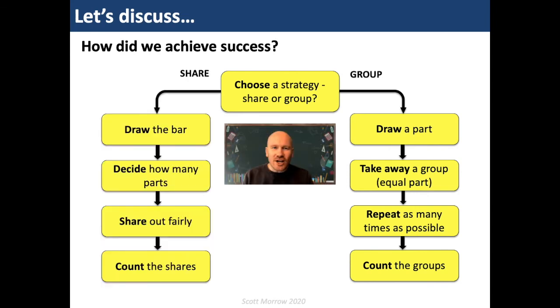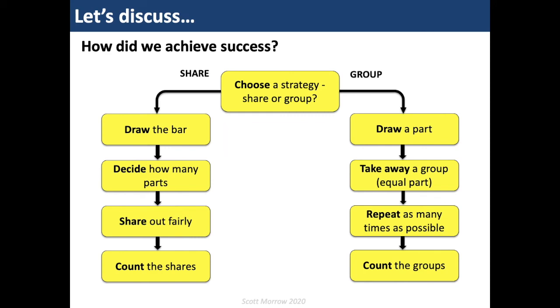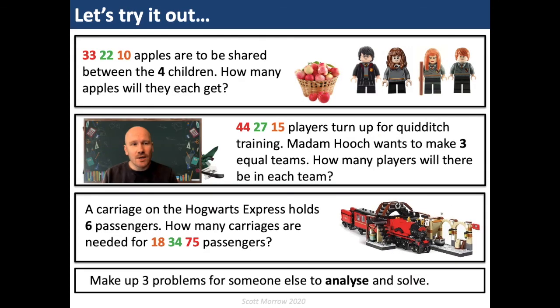It's time for you to try that out. Can you use the success criteria that we've just looked at in order to solve each of the following problems? The first question, we've got apples that are to be shared between the 4 children, and again here we've got 3 different sets of numbers. We've got red numbers for extra hot, green numbers that are spicy, and we've got yellow numbers that are our mild challenges. So choose one set of numbers.